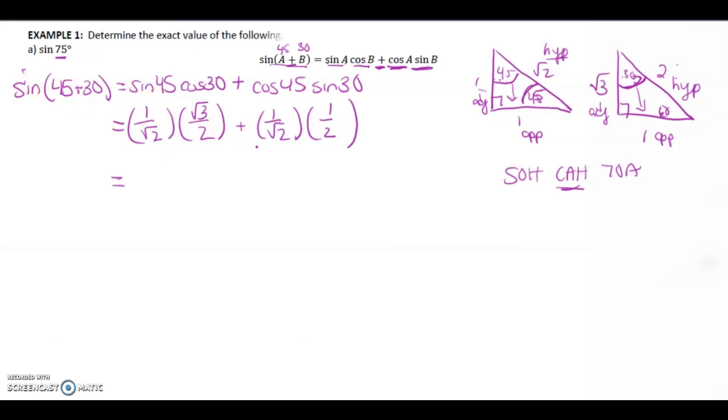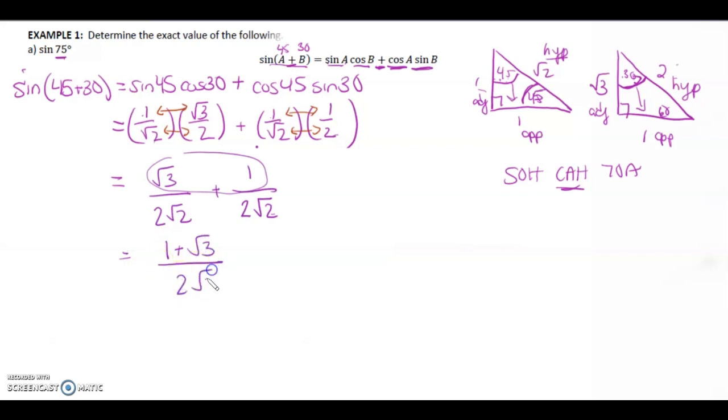So now we just multiply. Remember, when we multiply fractions, we multiply the numerators, and then we multiply the denominators. So 1 times root 3 is root 3. Root 2 times 2 is 2 root 2. 1 times 1 is 1. 2 times root 2 is 2 root 2. This already has a common denominator, so we can just rewrite this as 1 plus root 3 over 2 root 2. It's common to write this root afterward.